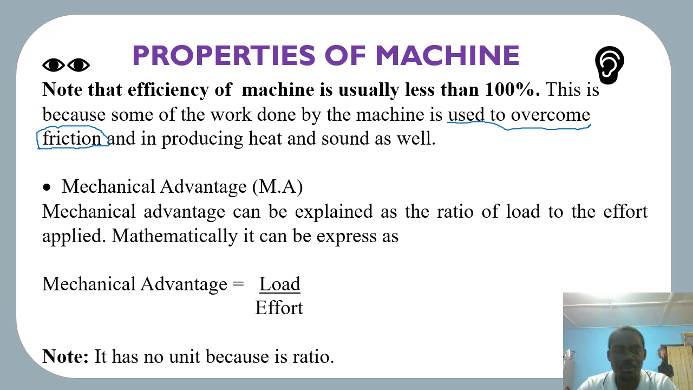Let's look at the second property. The second property of a machine is mechanical advantage. It can also be explained as the ratio of the load to the effort applied. So we say MA, which is mechanical advantage, is equal to load over effort. And note, it has no unit because it's a ratio.